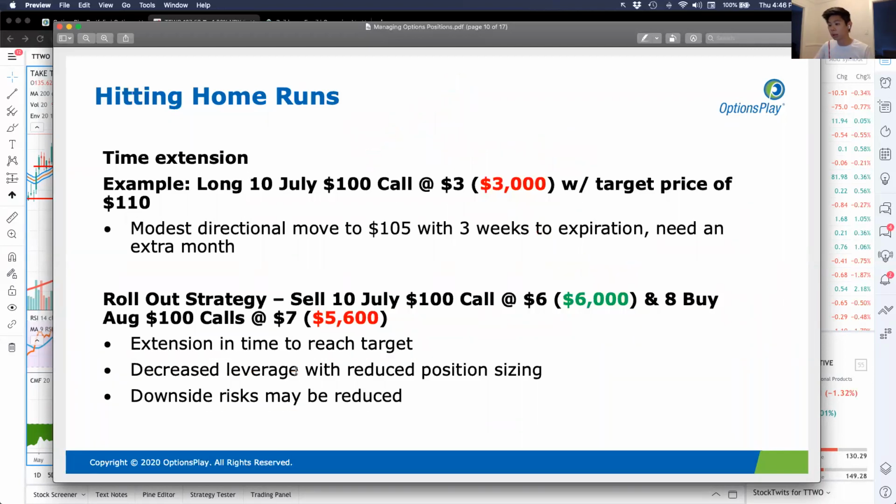So this is one way that you can buy more time and do so without adding more risk to your portfolio. And the one thing that you'll notice, the theme across the board here, is doing all of these things by not adding additional risk. And most of these trades are actually reducing your risk. And that's how you truly hit home runs in the long run.